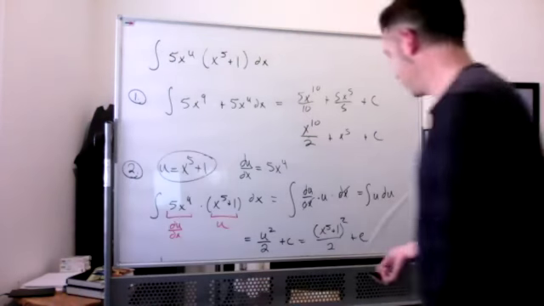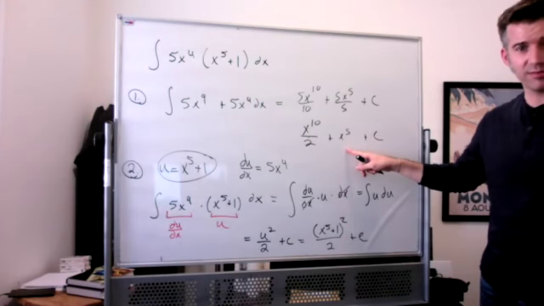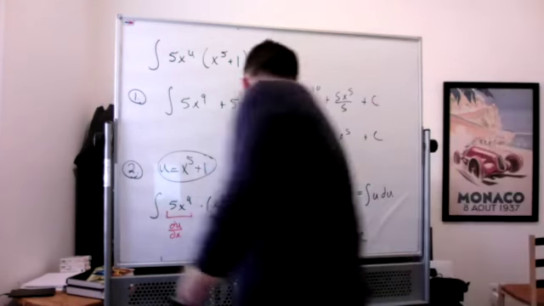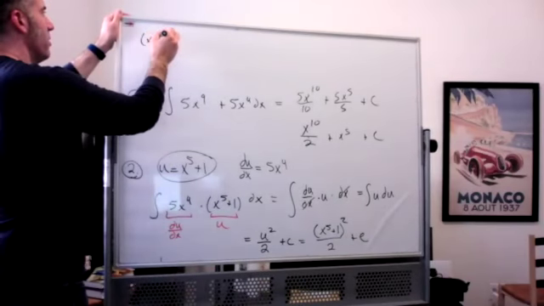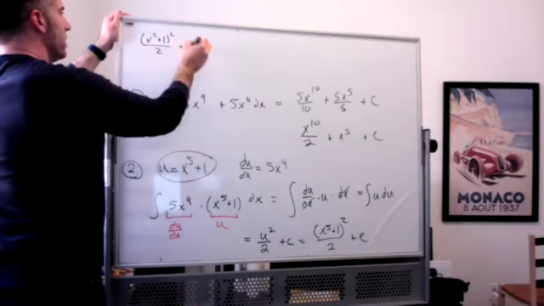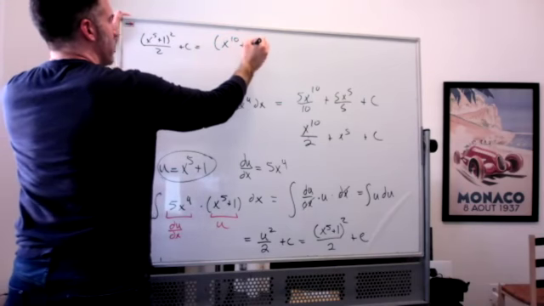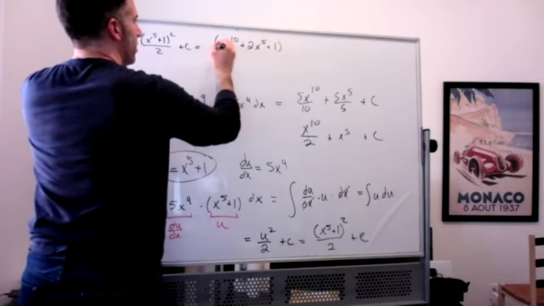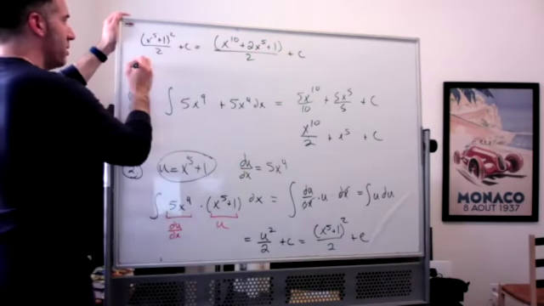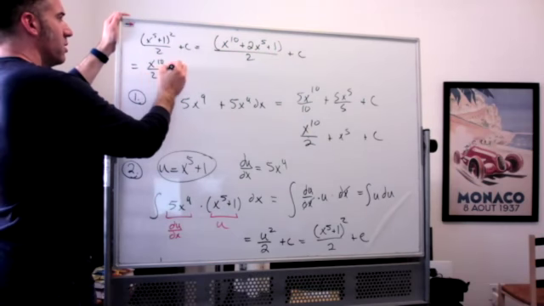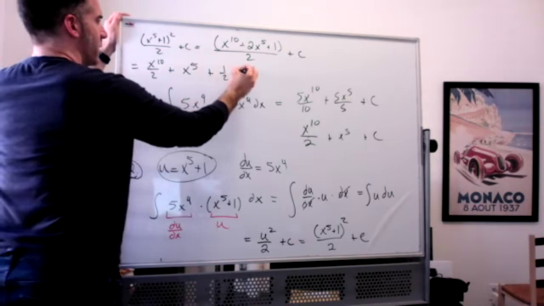So now the question: is this the same as this? Well, let's check. X to the 5th plus 1 squared over 2 plus c. If I square this out, it's x to the 10th plus 2x to the 5th plus 1 over 2 plus c. If I write them each divided by 2, it's x to the 10th over 2 plus 2x to the 5th over 2 plus 1/2 plus c.